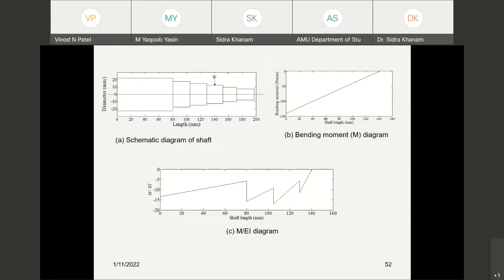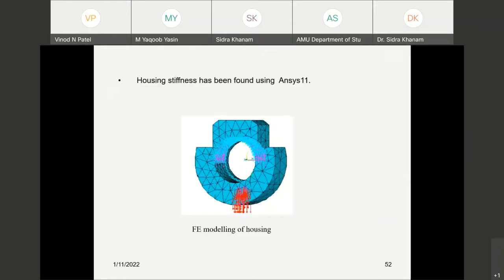The stiffness of the shaft has been derived by considering the moment and area moment method, and at whichever position I want to find the stiffness, I have considered that case. Suppose a defective bearing is mounted over here, then I have to consider the stiffness of this part only. I have considered that one here. And in the model, the housing model has been designed using FEA modeling, and the stiffness was found by means of ANSYS.